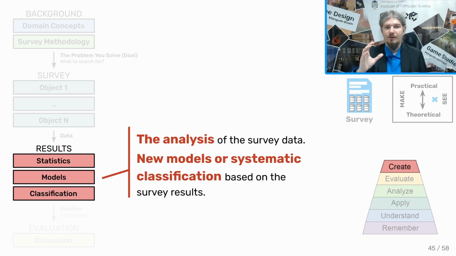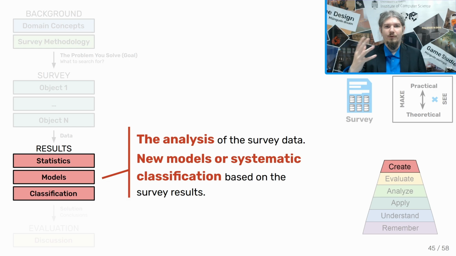The next part of this particular type is the results analysis. So the analysis of the survey data. You surveyed the objects, you described it before, so now what are the actual results? Maybe you created some models or some sort of a systematic classification based on the data, based on the survey results. Your analysis, your classification, your models, your statistics, your graphs, all of this should be here, and with it some conclusions that you make based on the analysis.